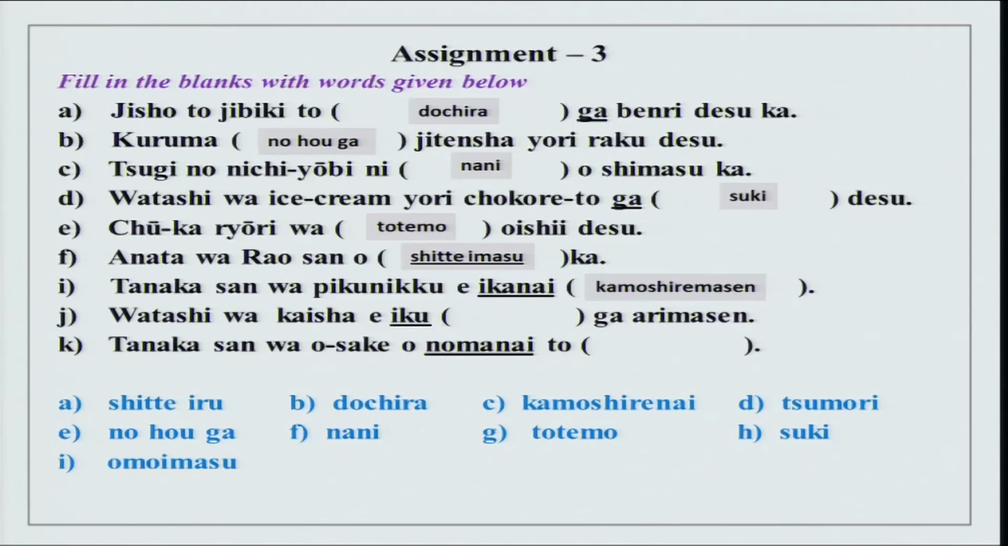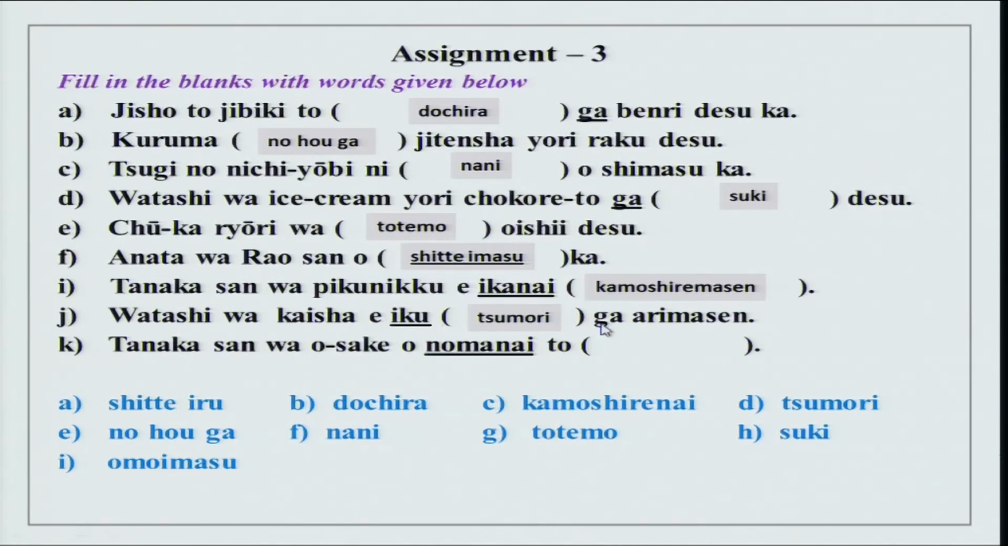Watashi wa kaisha e iku tsumori ga arimasen. Again, tsumori is something we did last time in our last lesson. Tsumori means I intend to. So, it is my intention and not someone else's intention.